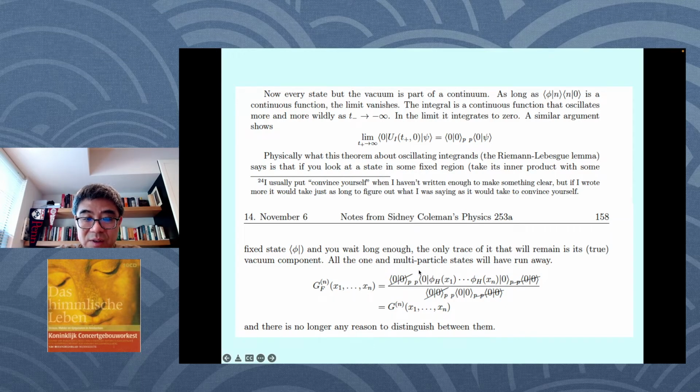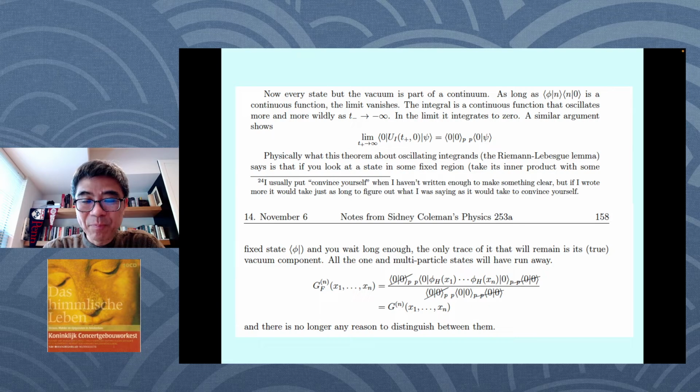Finally, we got our result. All the rest are canceled out, only the green function is left. So GF is equal to G. Remember, GF is the sum of all the Feynman diagrams excluding vacuum bubbles. Now it is shown to be equal to the green function of Heisenberg operators between the true vacuum. Okay, so it's cute.